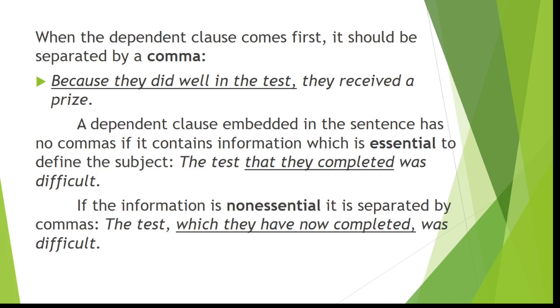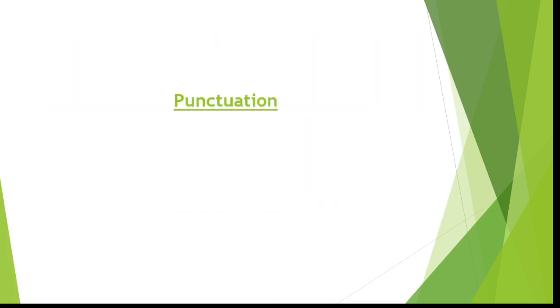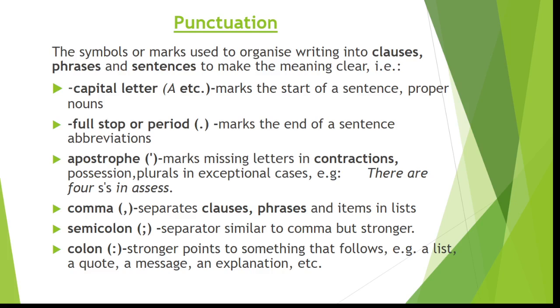Punctuation: the symbols or marks used to organize writing into clauses, phrases, and sentences to make the meaning clear. Capital letter marks the start of a sentence and proper nouns. Full stop or period marks the end of a sentence and abbreviations. Apostrophe marks missing letters in contractions, possession, and plurals in exceptional cases, e.g. there are 4 S's in assess. Comma separates clauses, phrases, and items in lists. Semicolon is a separator similar to a comma but stronger.